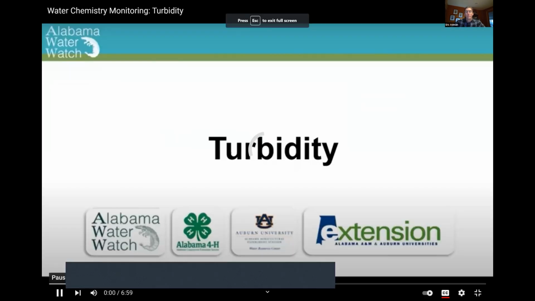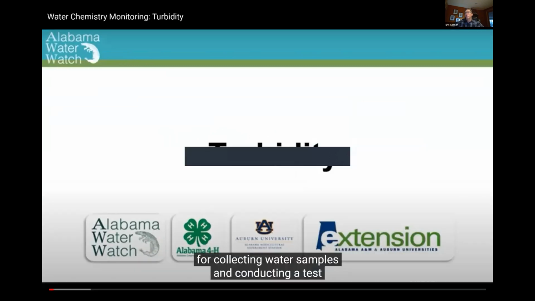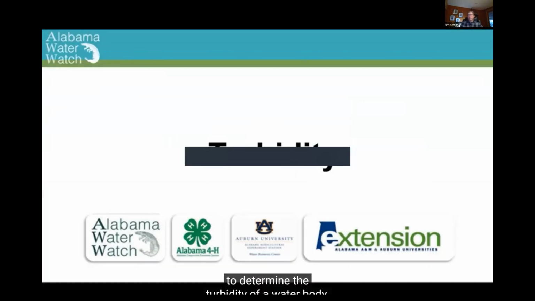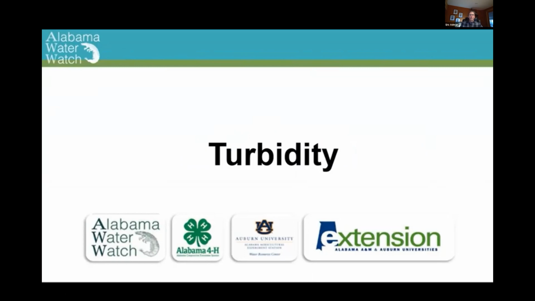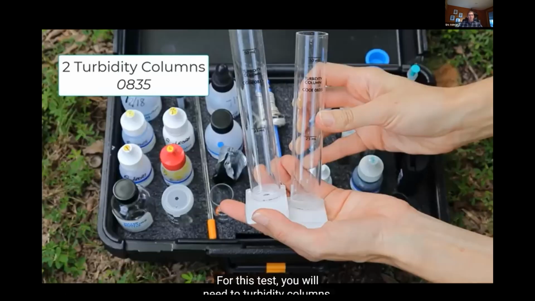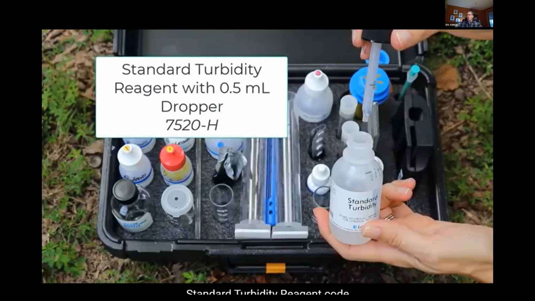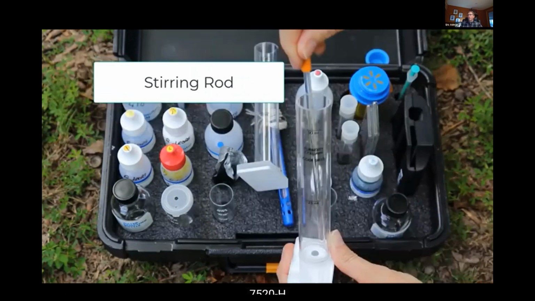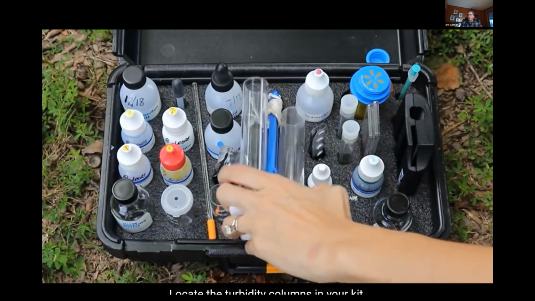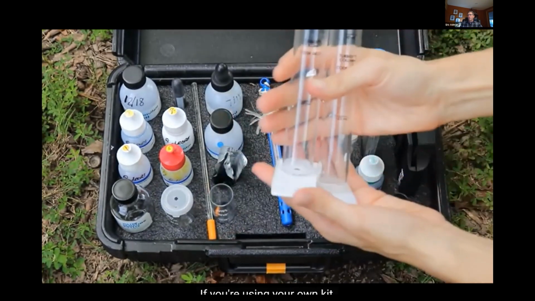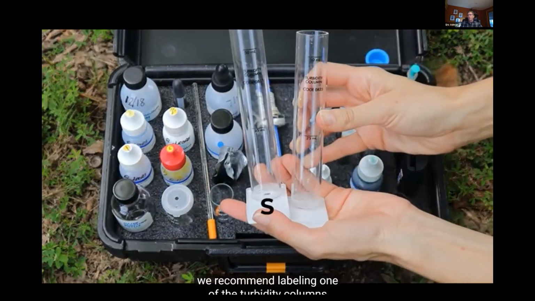Turbidity. This video will show the proper method for collecting water samples and conducting a test to determine the turbidity of a water body. For this test, you will need 2 turbidity columns, code 0835, standard turbidity reagent, code 7520-H, and a stirring rod. Locate the turbidity columns in your kit. If you are using your own kit, we recommend labeling one of the turbidity columns with an S for sample and the other with a C for control or a T for tap water.